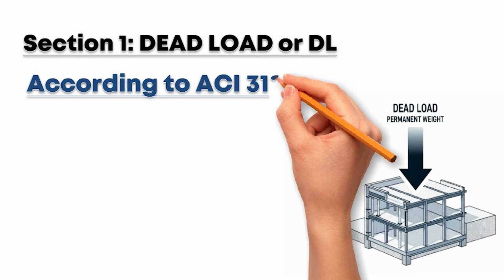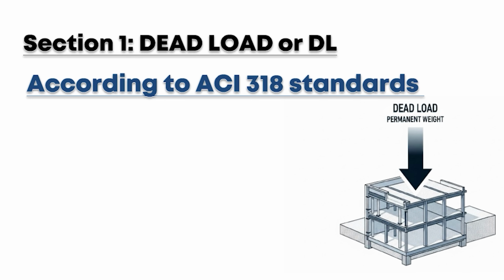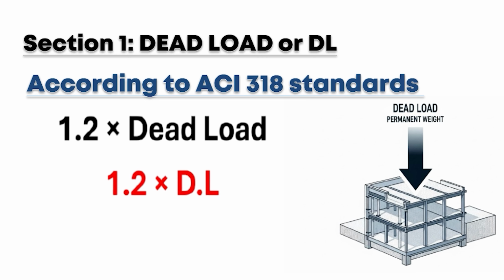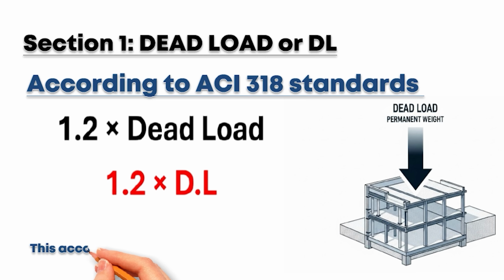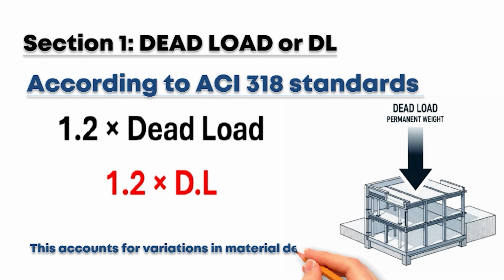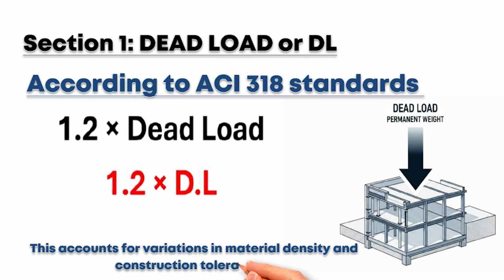According to ACI 318 standards, engineers multiply the dead load by a safety factor of 1.2. This accounts for variations in material density and construction tolerances.